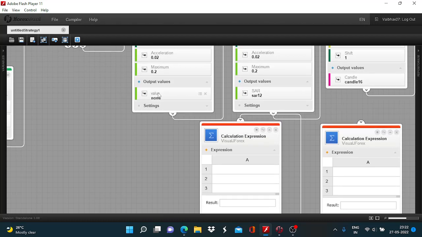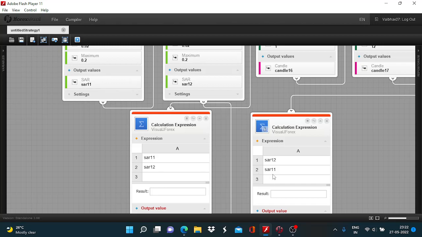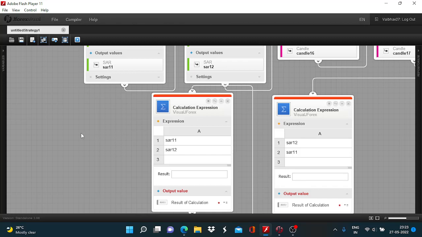So we take SAR 11 and deduct SAR 12 once, and in the second calculation we take SAR 12 and deduct SAR 11. When the trend will change from bearish to bullish, we will have to deduct last hour's SAR output from the prior hour's SAR output. As the trend goes on the bullish side, we will see that SAR formation will be on the lower side, while in the prior hour it was on the higher side. And when the trend turns bearish, we will have the SAR output on the higher side, while in the prior hour it was on the lower side.